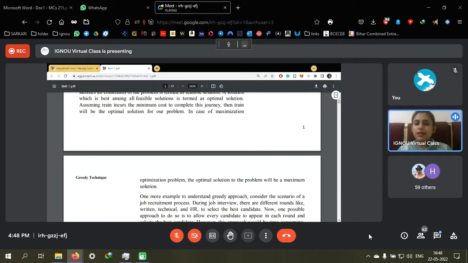Okay, we always get a maximum profit with minimum cost with the optimal solution. That is known as a greedy technique.